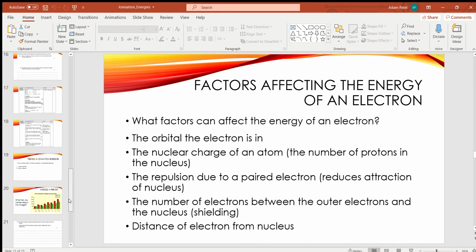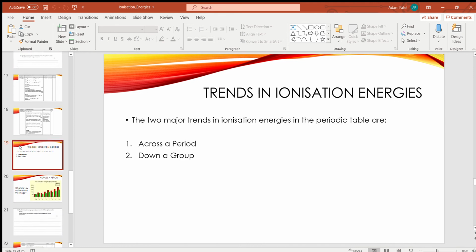So I'm going to take a look at two trends when it comes to ionization energy. There are two major trends in ionization energy in the periodic table. Number one is across a period, and number two is down a group.